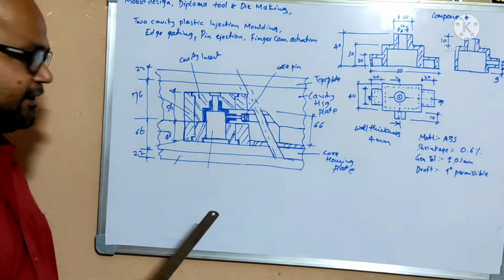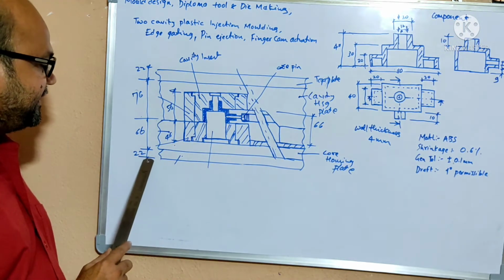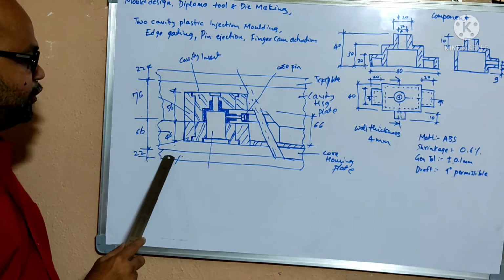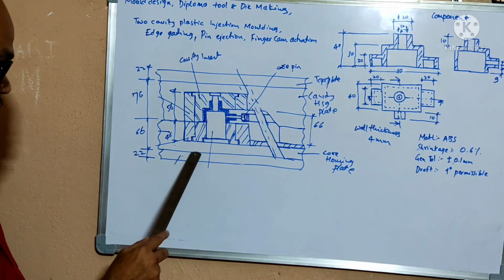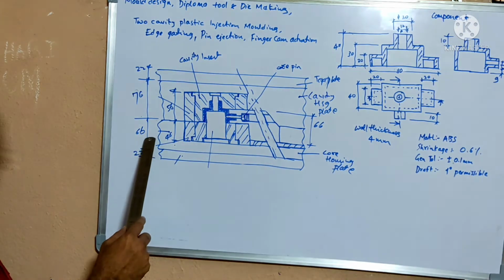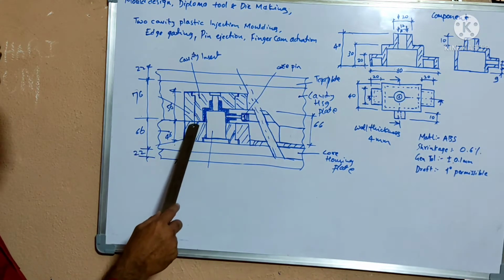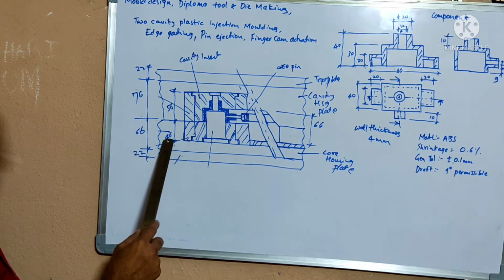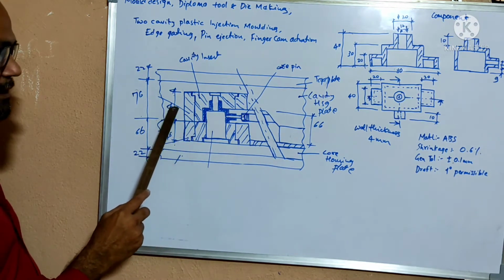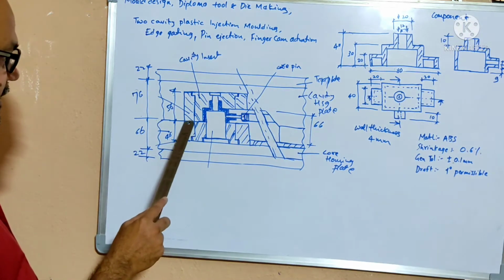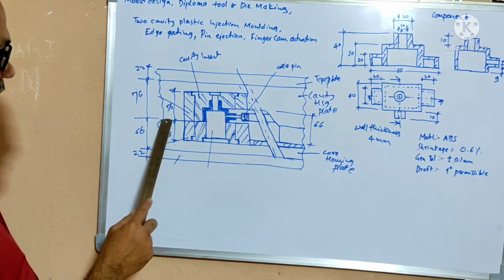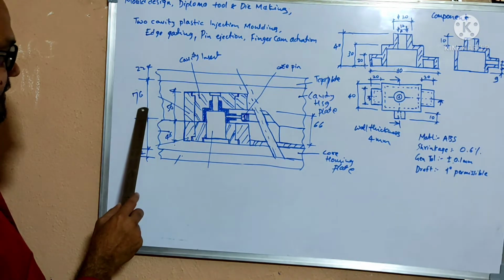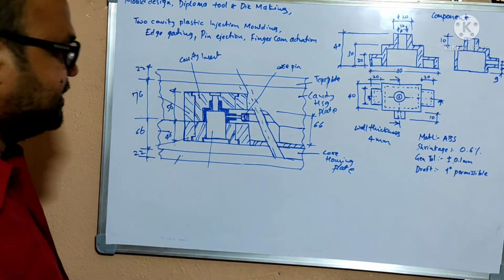Here, for your reference, I am giving the plate thickness. This one is the core back plate, the thickness is 22 mm, and the core housing plate thickness is 66 mm. The main core insert thickness is 46, the cavity housing insert thickness is 56, the cavity housing plate thickness is 76, and the top plate thickness is 22.